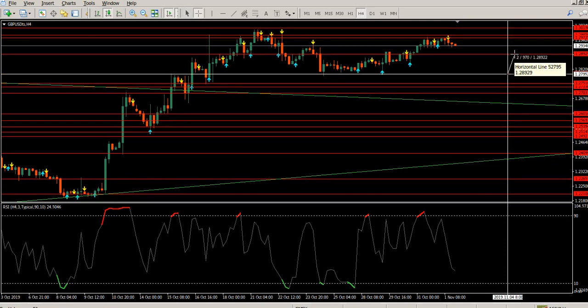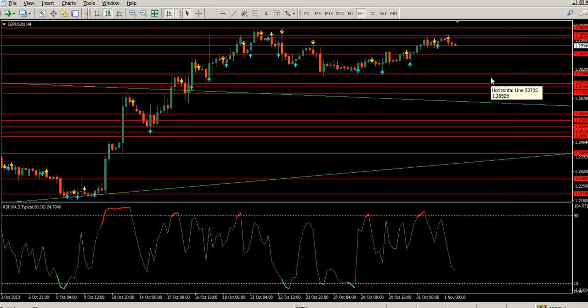And that's really what I want to move towards, is range trading. I guess that's support and resistance trading, range trading. Taking it from one level to the next.